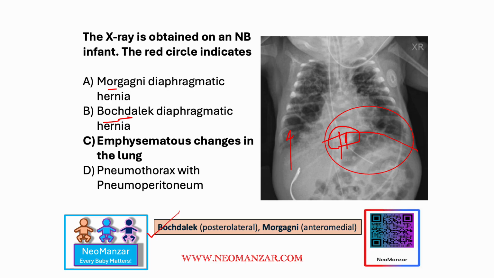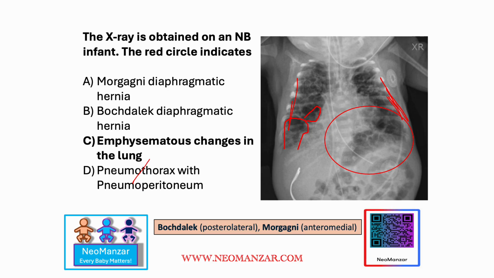And the last choices are pneumothorax and pneumoperitoneum. Let me rub it off and see. Although we see some cystic changes here in the lung, as you guys can see, you don't see any free air on the sides of the chest wall. So this is not pneumothorax.